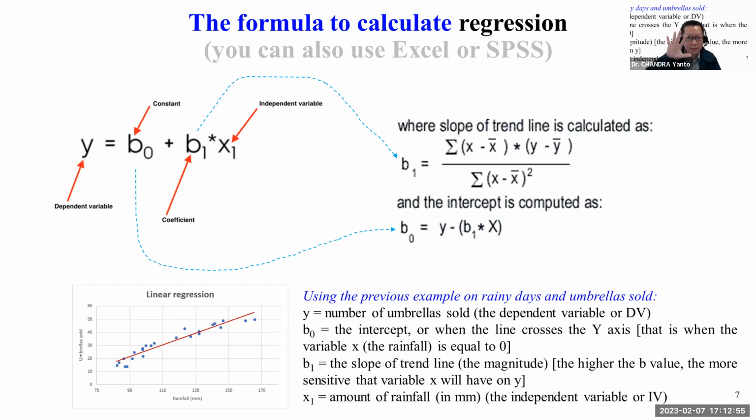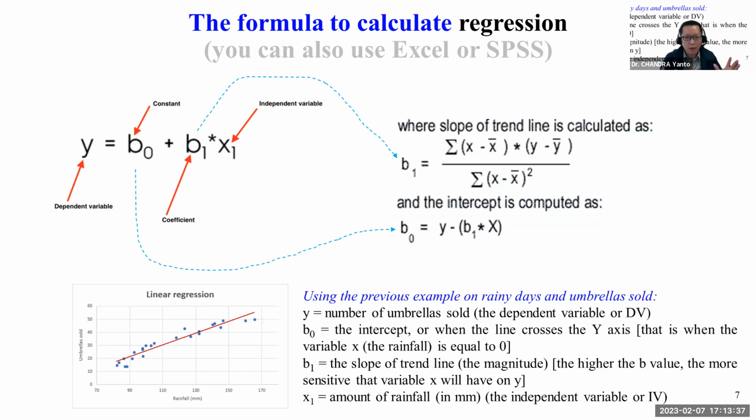What happens when x is totally zero, right? Let's say there is no rain, so x1 is zero. When this is null, what is the number of umbrellas people can sell? When x1 is 0, if you multiply 0 by anything, it becomes 0. What you are left with is y and b0. That means when x1, your independent variable that you're interested in, is 0, you are left with a constant. So the constant will hit the y-axis.